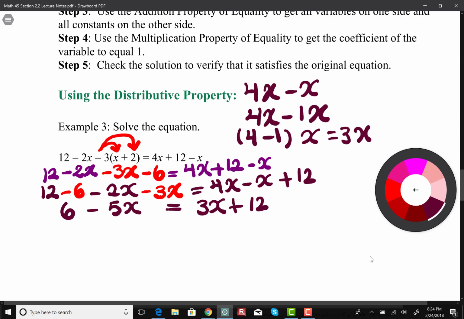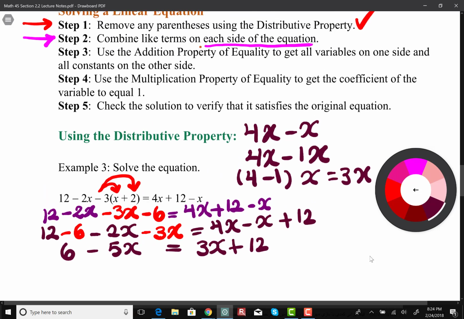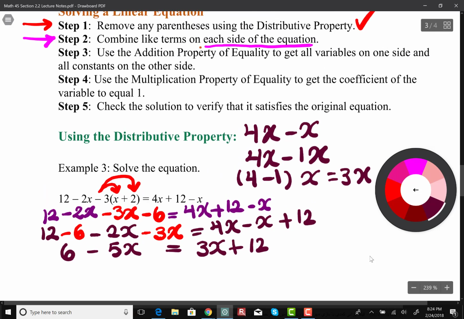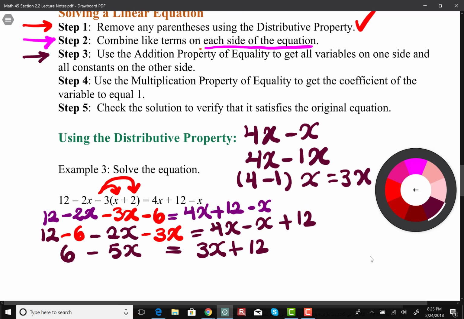Now we're ready. Let me show you back in here. We finish step 2, combine like terms on each side. What about step 3? Use the addition property of equality to get all variables on one side and all constants on the other side. And remember, we always use addition property, and then multiplication property would be the last step. So let's focus on addition property. And so we did these 2 steps.